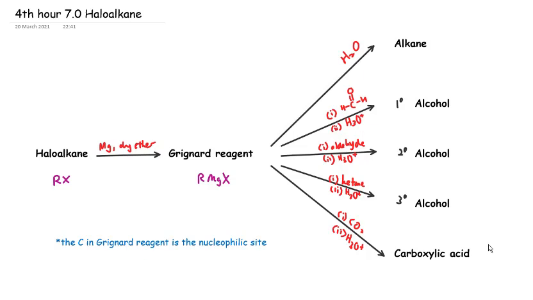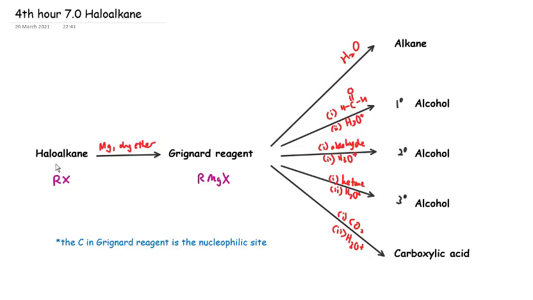First of all, you need to understand that from haloalkane, you can prepare our Grignard reagent. I use a general formula RX to represent haloalkane. When you react the haloalkane with magnesium in dry ether solvent, you are going to get your Grignard reagent.